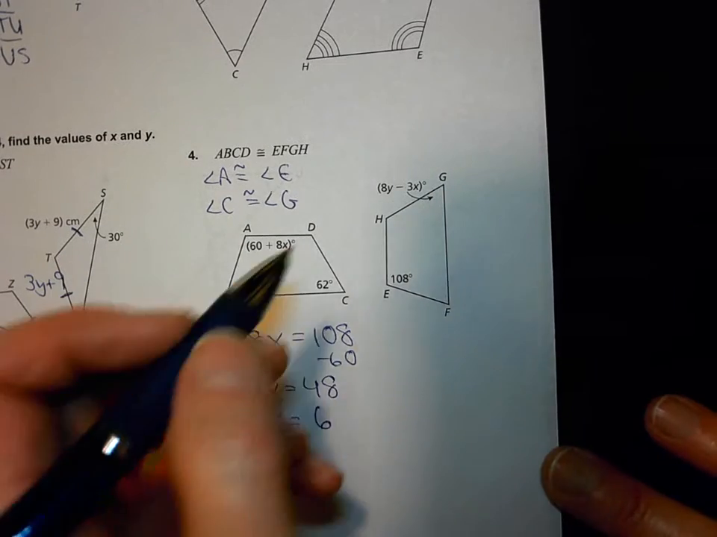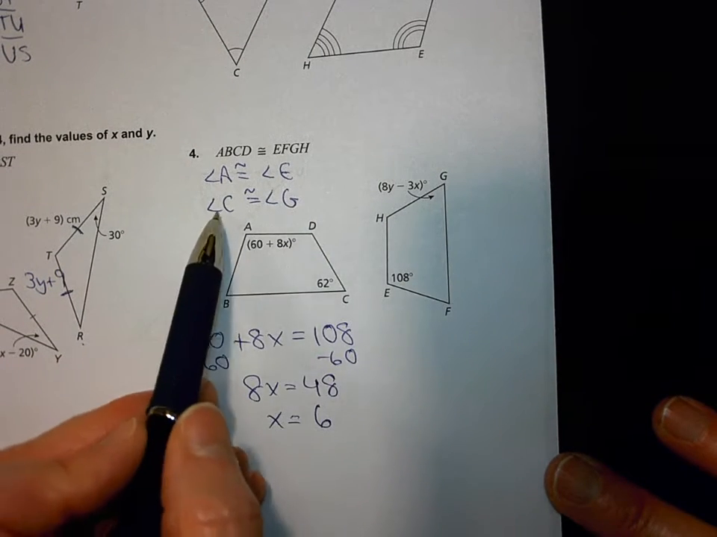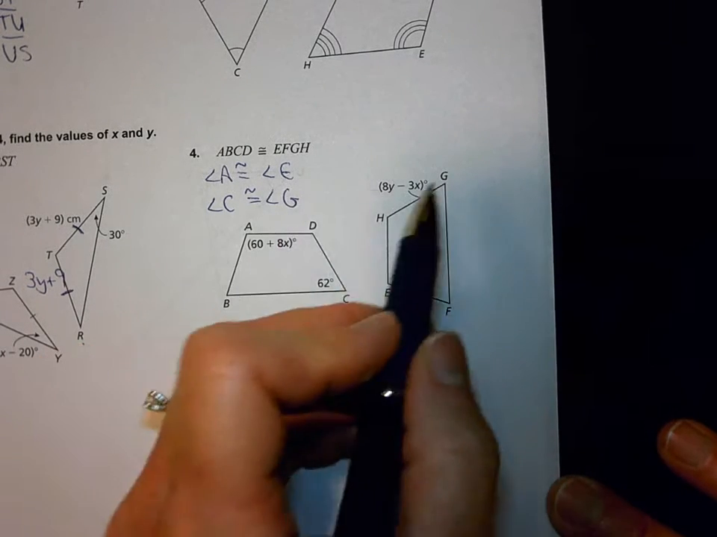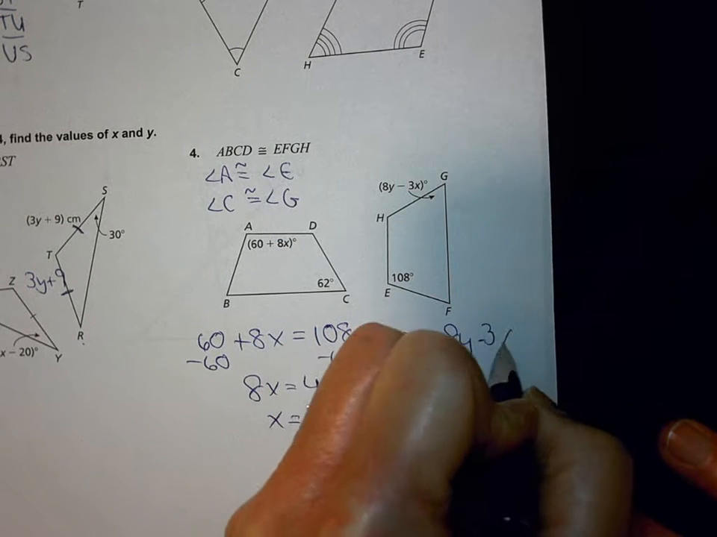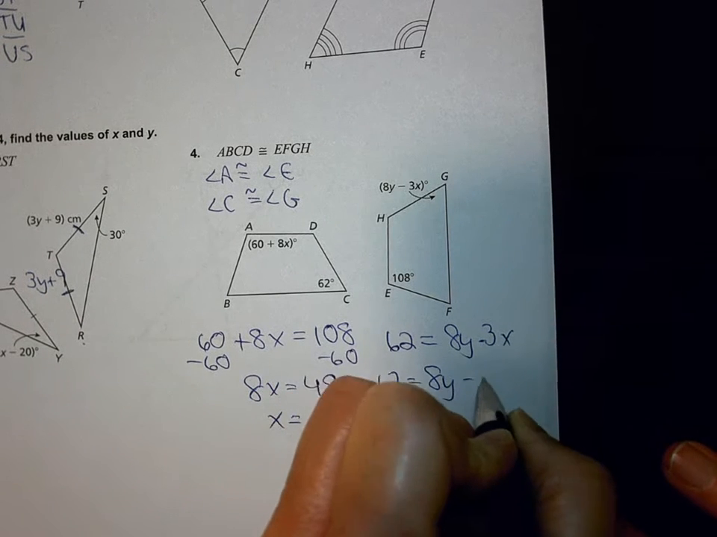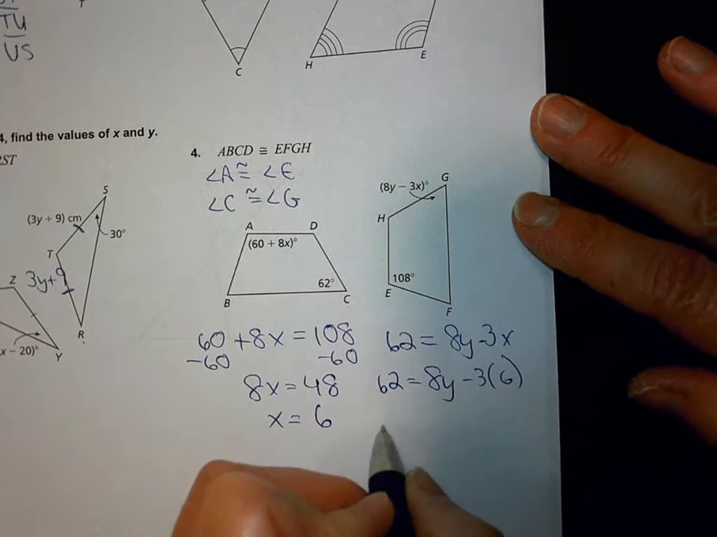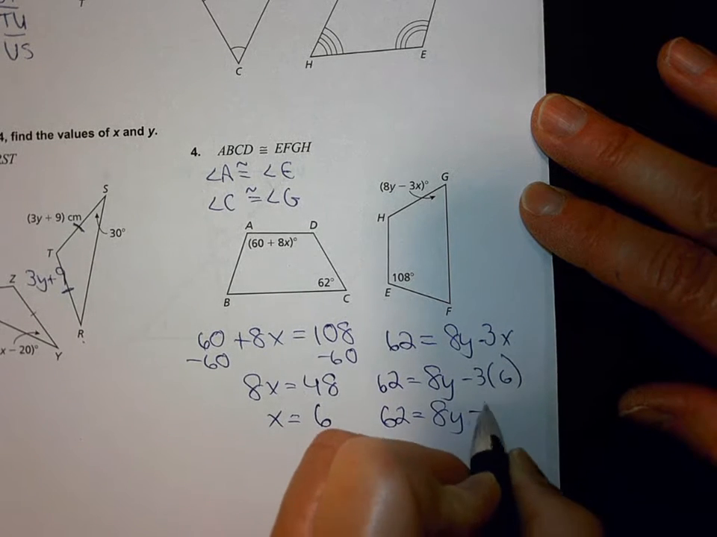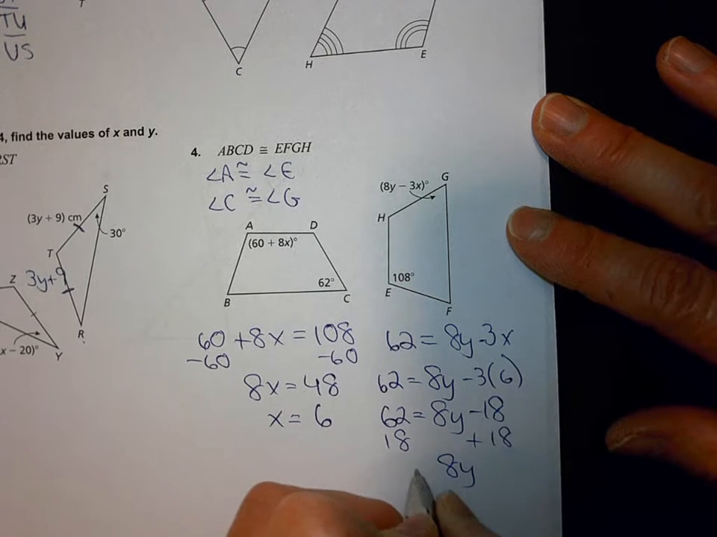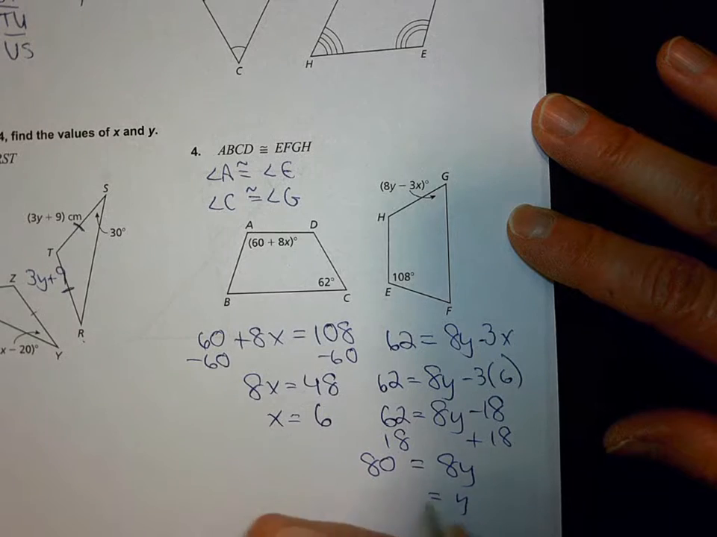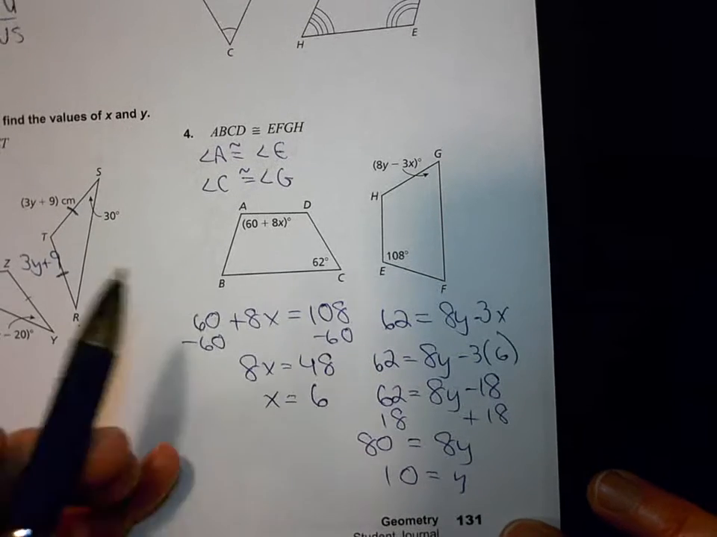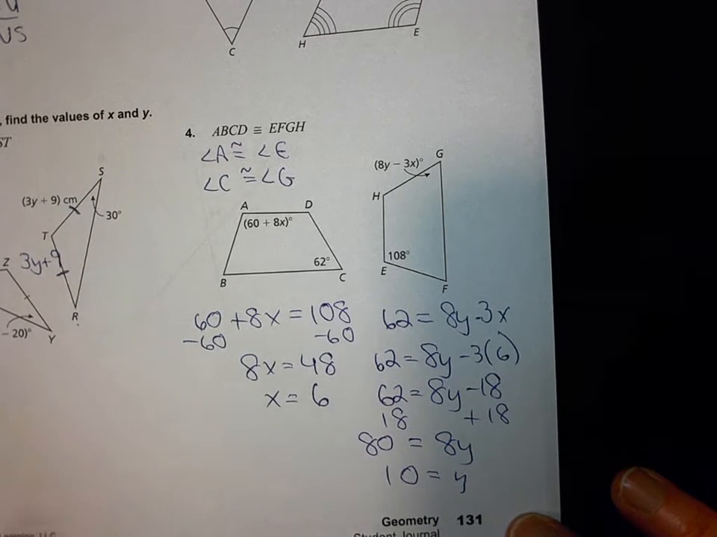Okay, again, we have the other part, so C is going to be the same as G, so C is worth 62, and angle G is worth 8y minus 3x, except for we now know what x is. So 62 is equal to 8y minus 3 times 6. So 62 is equal to 8y minus 18. Okay, we solve normally, so plus 18. So 8y is going to equal 80. So y is going to equal 10. Okay, so there's 4. So we had to put just angles because we had only inside information.